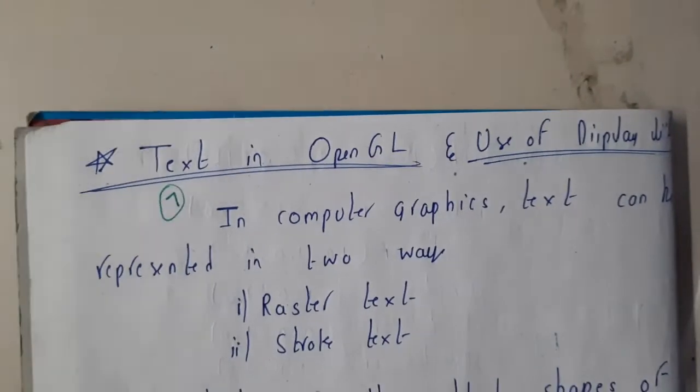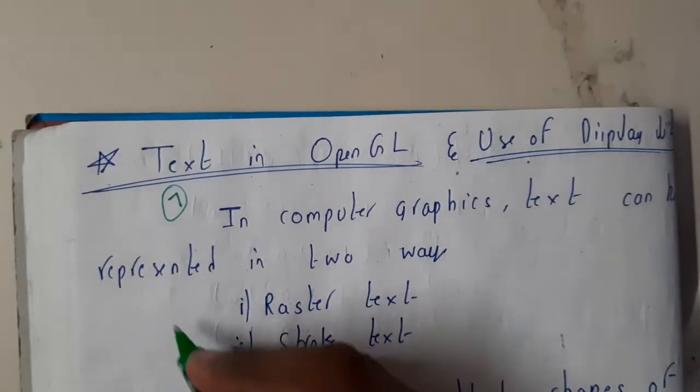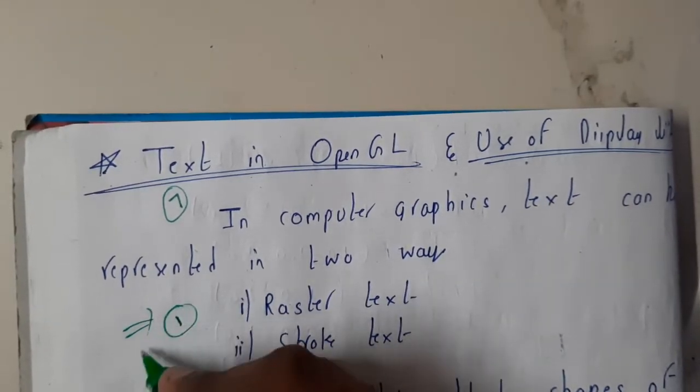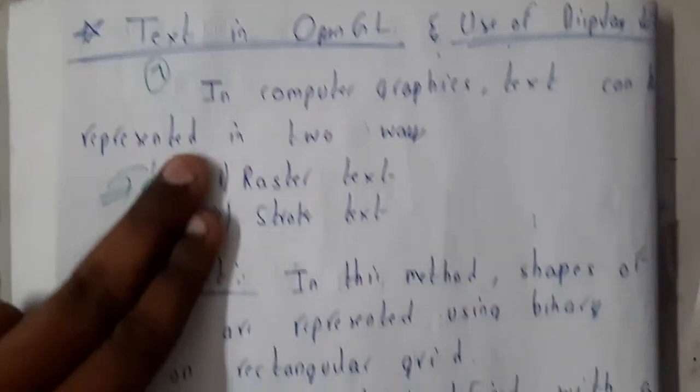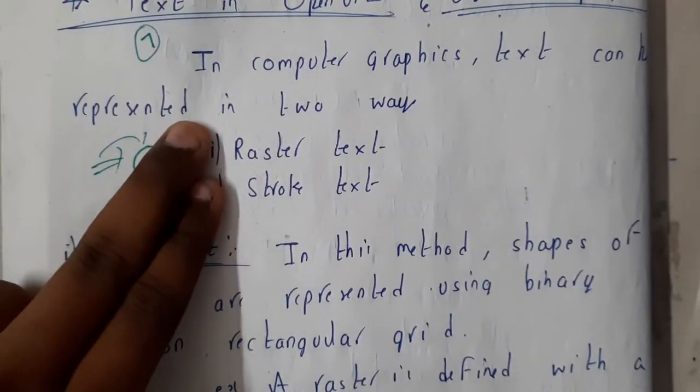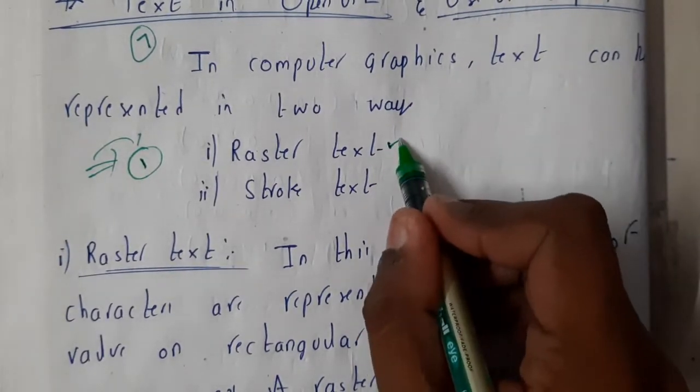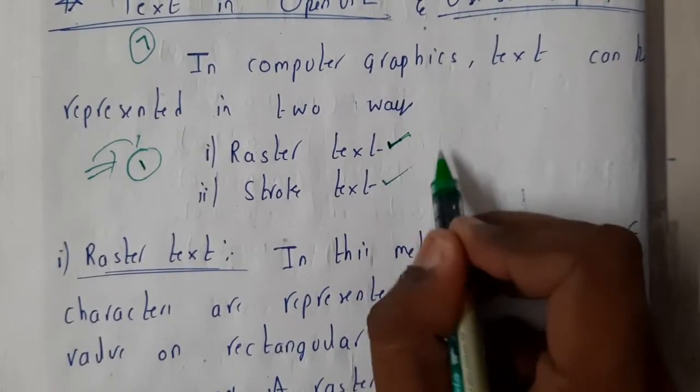In the next tutorial we'll be going through text in OpenGL. In the first chapter I told that text is a bit complex task. That's possible by using these 2 things: raster text and stroke text. We have discussed this, but I just gave you an introduction. Now we'll go through it in depth.